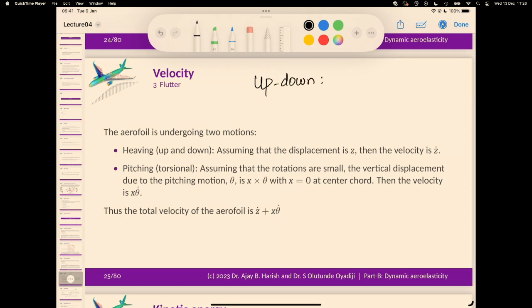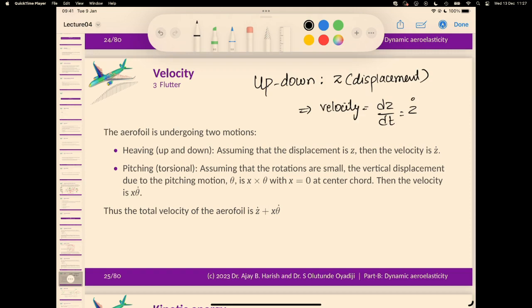We call this z, right? So this is also our displacement. That implies our velocity is nothing but dz by dt, or z dot. So this is for our up and down motion.